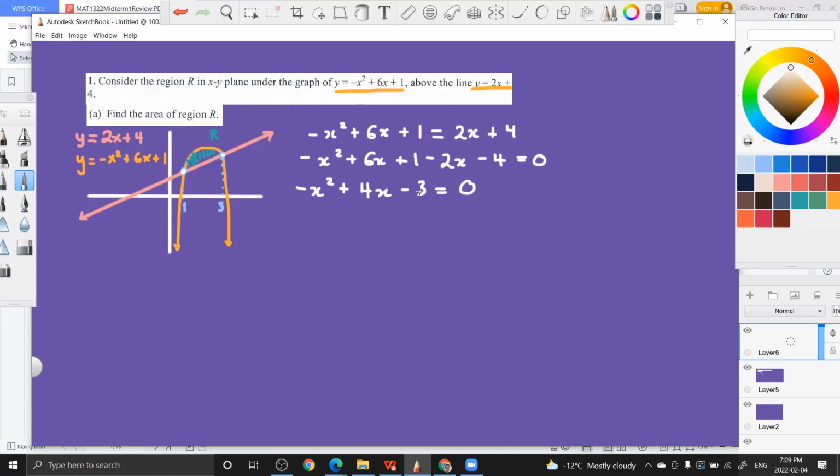And if you guys have any question, please feel free to turn on your mic and ask me. So we get x squared minus 4x plus 3 is equal to 0. And then we get x minus 3 times x minus 1 is equal to 0. So x is equal to 1 and 3. So that's how you get the intersections. You know that they're going to intersect at these points. Okay, are there any questions so far?